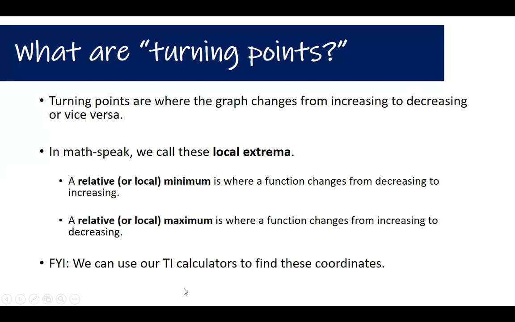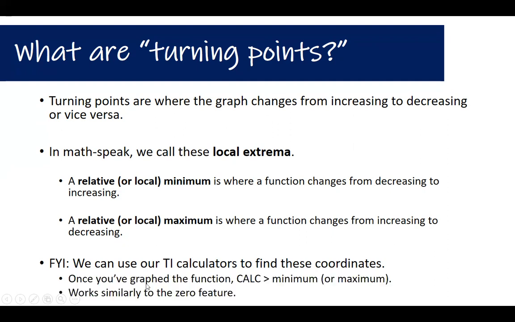You can actually use your TI calculators to find these coordinates, just like you use in the calc options where you're finding zeros or anything else. You can use that calc, and it has minimum and it has maximum. And you'll just have to tell it which area you want, and it'll spit the coordinates out for you. So again, graph the function and go to calc, and you'll have to zoom in on it kind of similar to the zero feature. It'll ask you a lower bound and an upper bound.